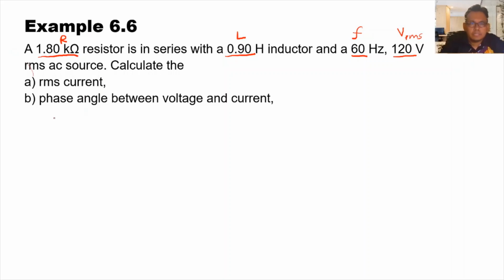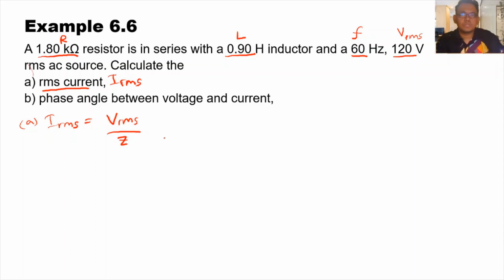Calculate the RMS current. So the question asks us to find IRMS. IRMS is equal to RMS voltage divided by impedance. We have to find the impedance first.